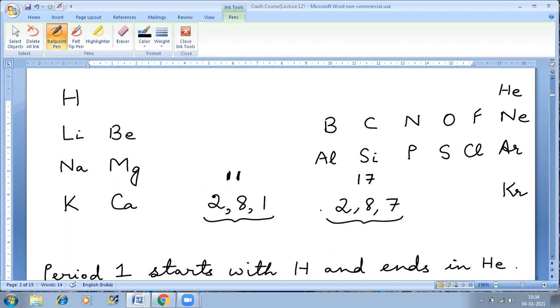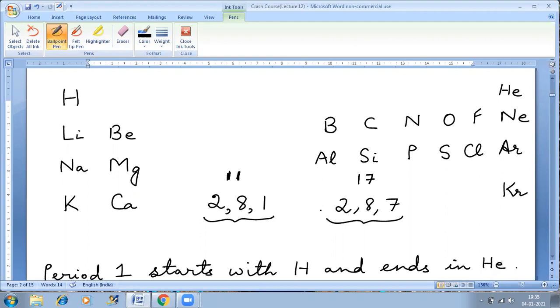Obviously, 17 protons means the nuclear charge is greater in case of chlorine. In case of chlorine, the number of protons is higher, and so the nuclear charge is also higher, as a result of which the pull will be also higher and the size will decrease. So chlorine will be smaller than sodium.